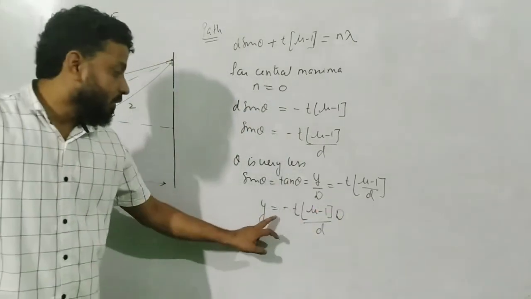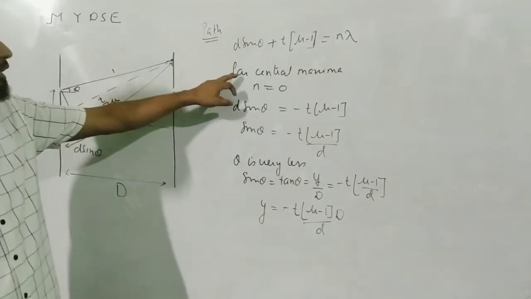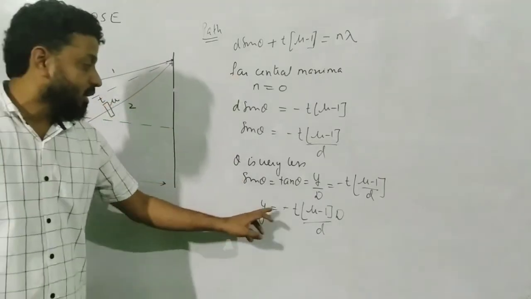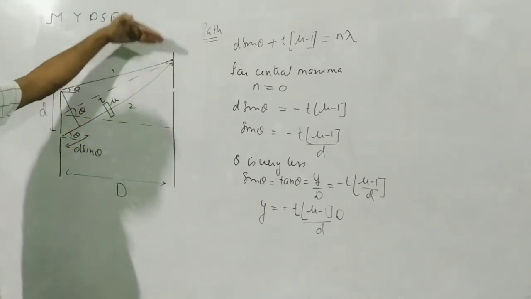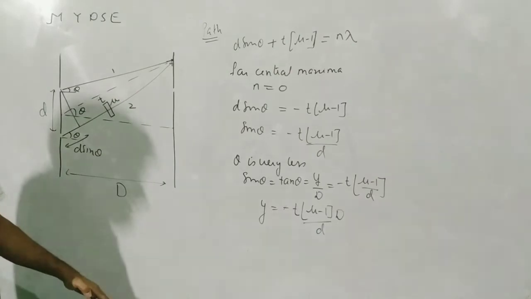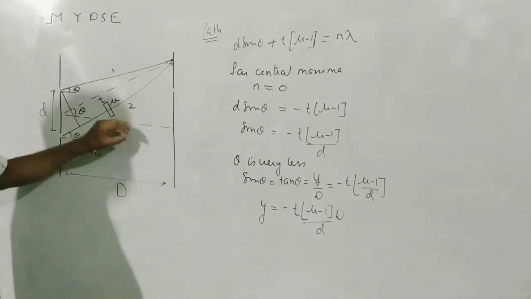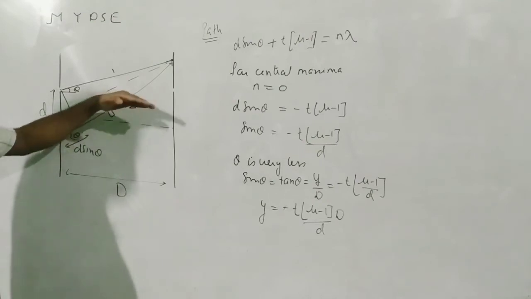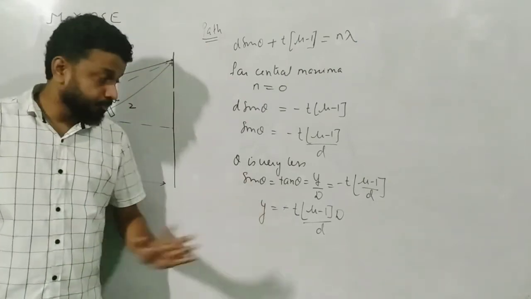Now you can see that the value of y is negative. Value of y is negative means we are looking for central maxima, and central maxima has negative value. That means central maxima has gone down. That means the shift has gone downward this time. So when you put a slab in ray 1, the shift is upward. When you put the slab in ray 2, the shift is downward. Is this clear to you?